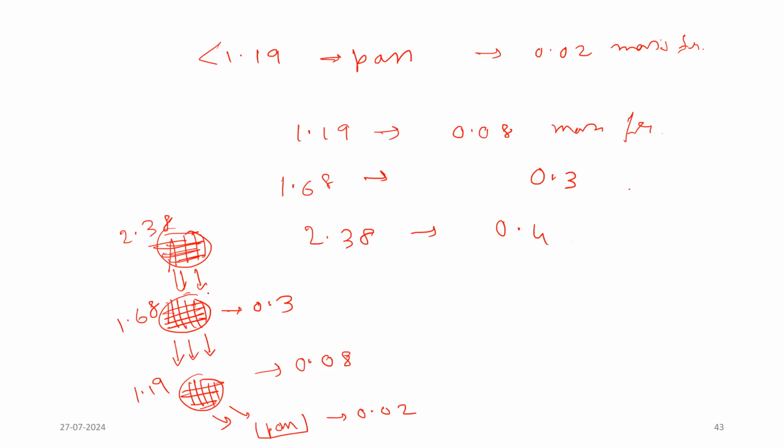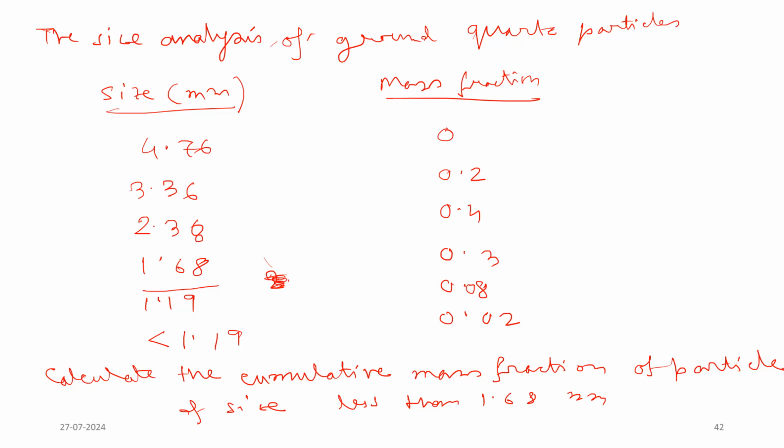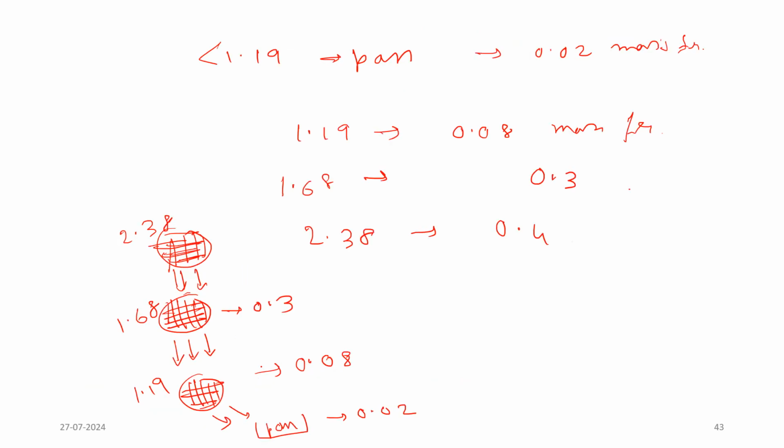So when we are asking in the question what is the cumulative mass fraction of the particles less than 1.68 millimeter, that means we want to know, when we are sending the particles through the mesh of lesser size than 1.68, what is the cumulative mass fraction. So we calculate here: it is 0.08 plus 0.02, and it is nothing but 0.1. So this is the answer.